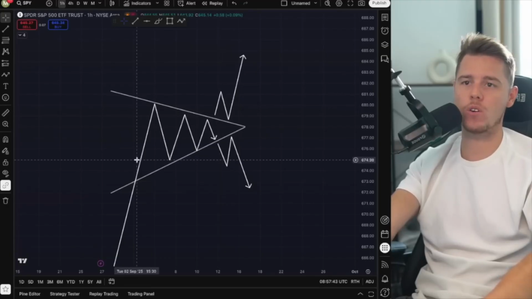And this is basically all the information you need to know about chart patterns. I hope you learned something valuable about them.